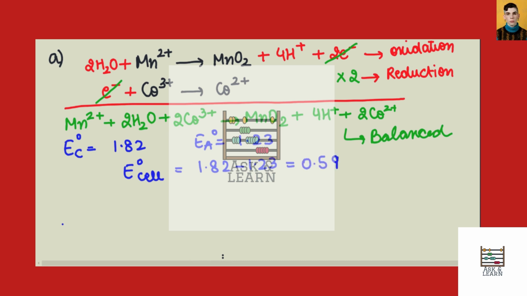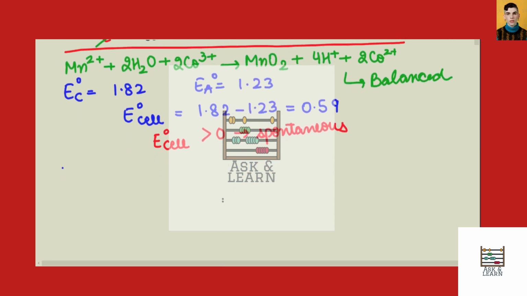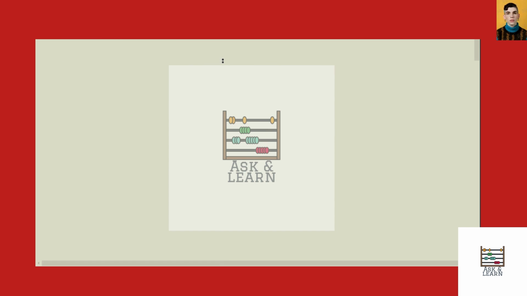Now to state if the reaction is spontaneous or not, what we see is the E naught of the cell. We know that E naught of the cell is greater than 0, and when it's greater than 0, it's a spontaneous reaction. So this was part A, and now we go to part B.